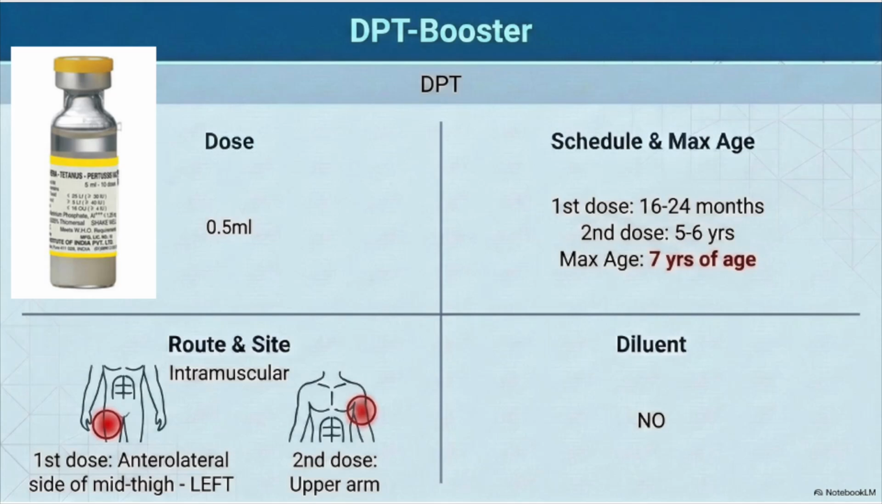The first booster dose is given at 16 to 24 months, and the second booster dose at 5 to 6 years, with a maximum age of 7 years. The first dose is given intramuscularly on the anterolateral side of the left mid thigh, and the second dose in the upper arm. No diluent is required.